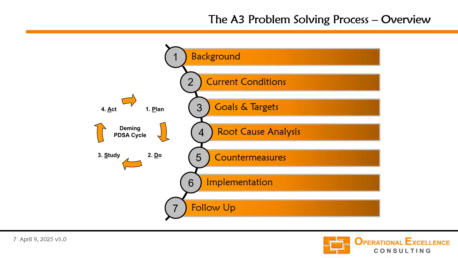Phase 2 is called current conditions and is about describing the problem. In this phase, we are going to create a proper problem description, as well as collect and analyze supporting data and information about the current conditions. We will discuss several tools we can use to do this work. Phase 3 is about defining goals, targets, and objectives for the A3 project. Phase 4 is about determining the root cause or root causes of the problem.